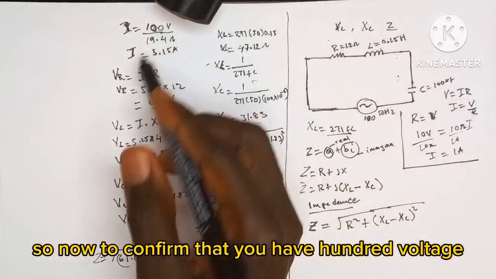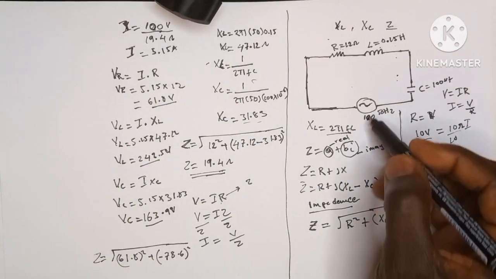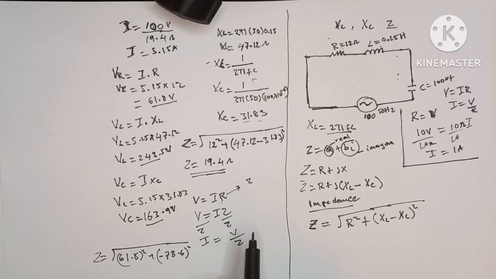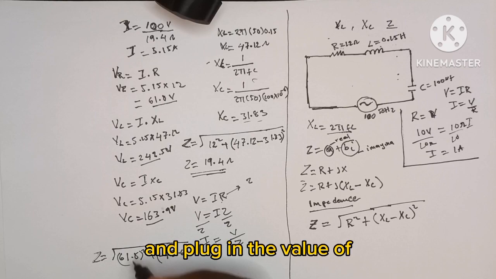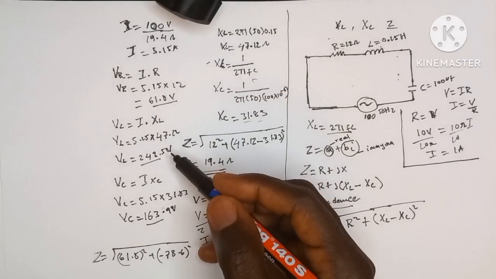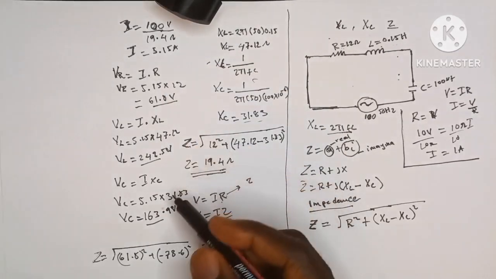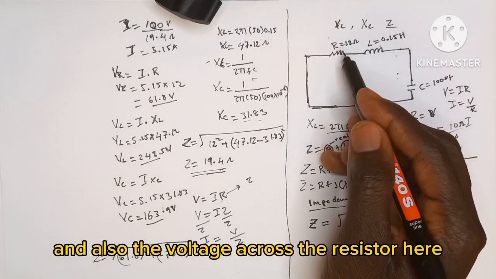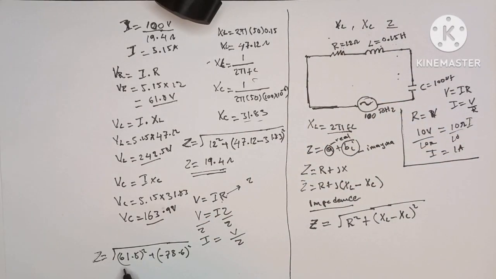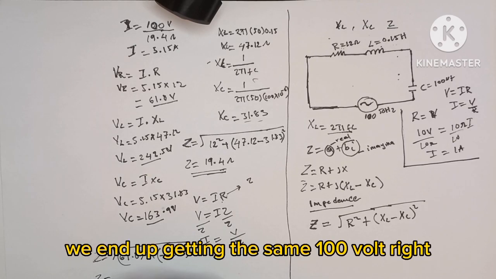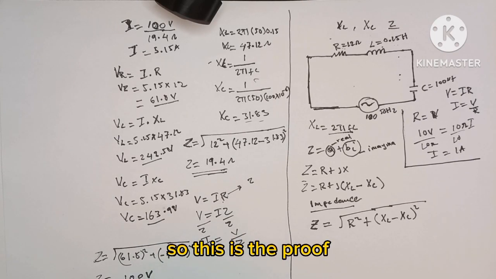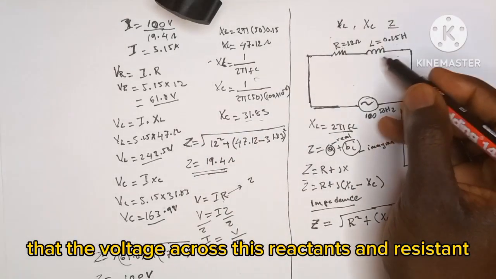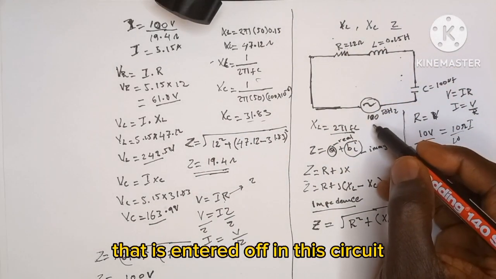It is the same. I first performed the calculation and it is the same value. So now to confirm that you have 100 volt entering the circuit, we are going to use this same equation here and plug in the value of the voltage across the reactance and also the voltage across the resistor here. We end up getting the same 100 volt. So this is to prove that the voltage across this reactance and resistance is equal to the voltage that is entering the circuit.